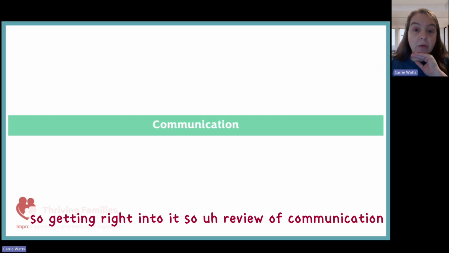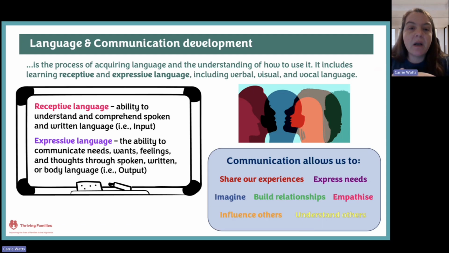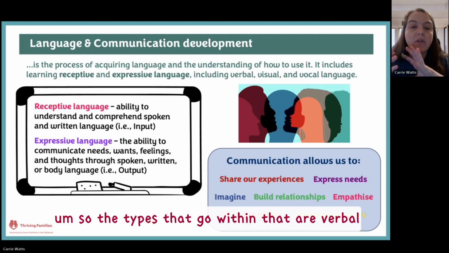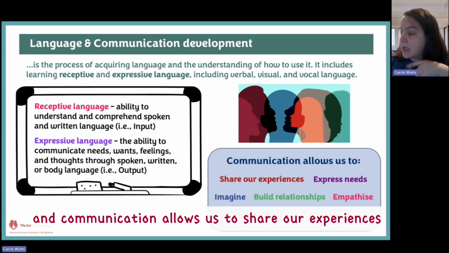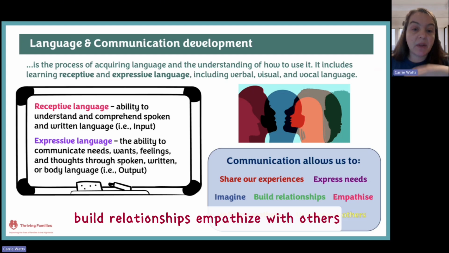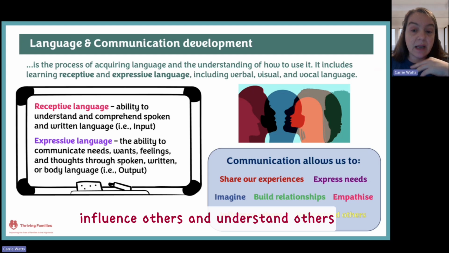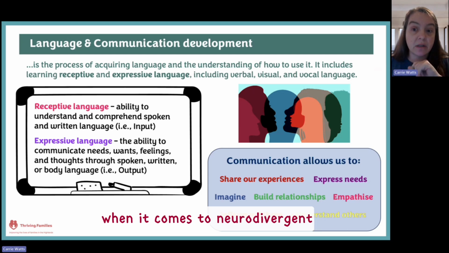So review of communication. How do we express and how do we receive? So the types that go within that are verbal, visual, and vocal language. And we'll talk more about that in a second. And communication allows us to share our experiences, express our needs, imagine things, build relationships, empathize with others, influence others, and understand others.